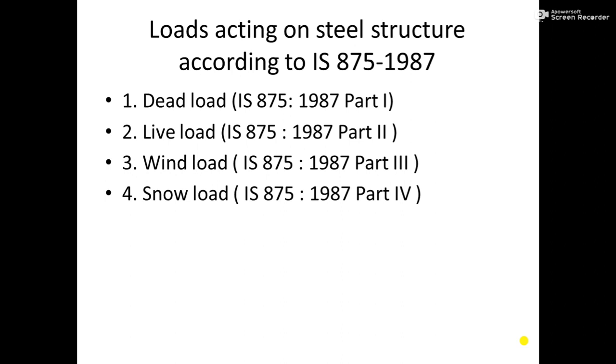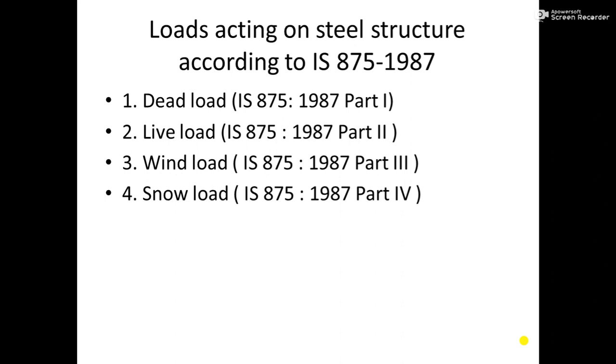Then the second one is live load. Live load is the movable load acting on the roof truss. For example, if there is a certain problem or maintenance work, a human being goes there and does the maintenance. Such extra load, which we have to provide for, is movable, and that type of load is known as live load.